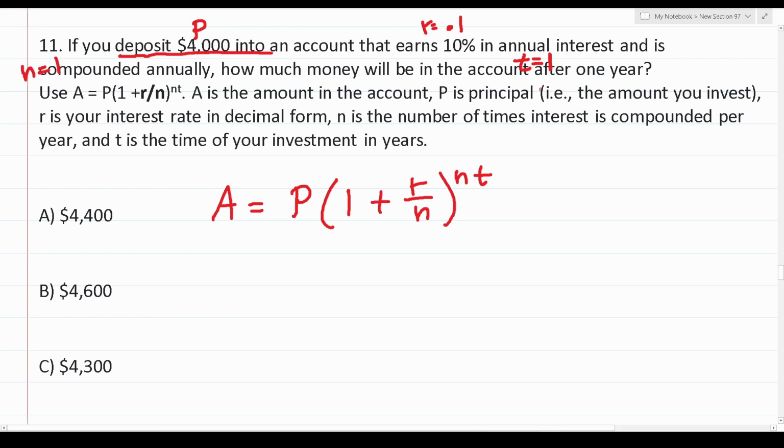All right, so with those things identified, let's go ahead and plug them in accordingly. This becomes A equals principal, which we know is 4,000 times 1 plus our interest rate was 10% in decimal form, that's 0.1 over n, which is how many times interest is compounded per year. We know that's 1. Again, n is 1, and we're only investing for 1 year. So this is 1 times 1.